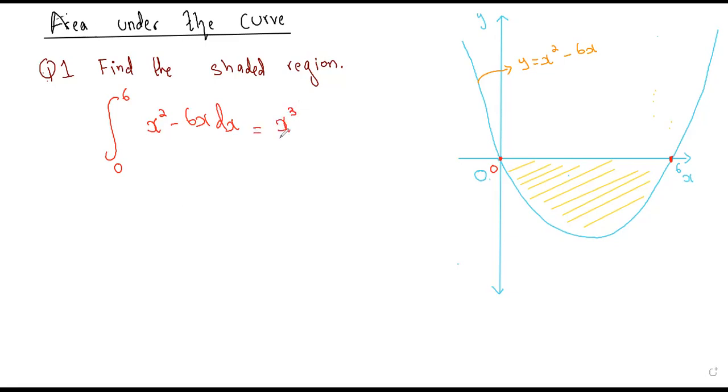That would be x cubed over 3 minus 6 x squared over 2. This would be 1. This would be 3. You need to find it for 0 and 6. It would be x cubed by 3 minus 3x squared. And yeah, now you can just find the answer and tell me.